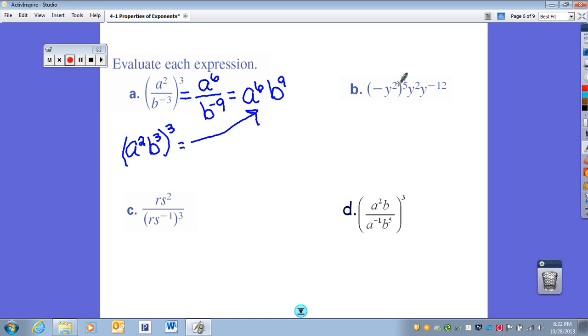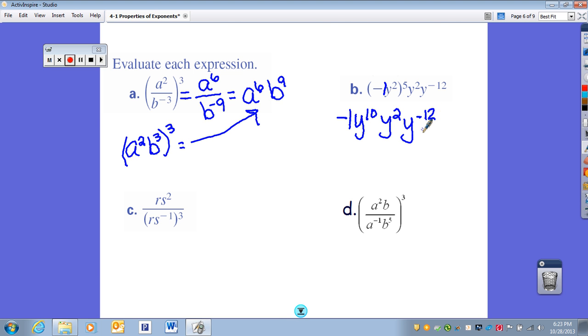In the next example, we're going to keep the base, which is -y squared to the 5th. So this really means -1. So -1 to the 5th power is going to be -1. y to the 2nd raised to the 5th would be y to the 10th. And then we have a y squared, and we have a y to the -12.